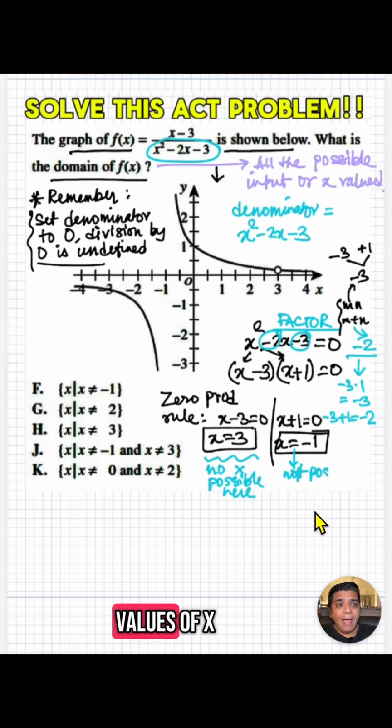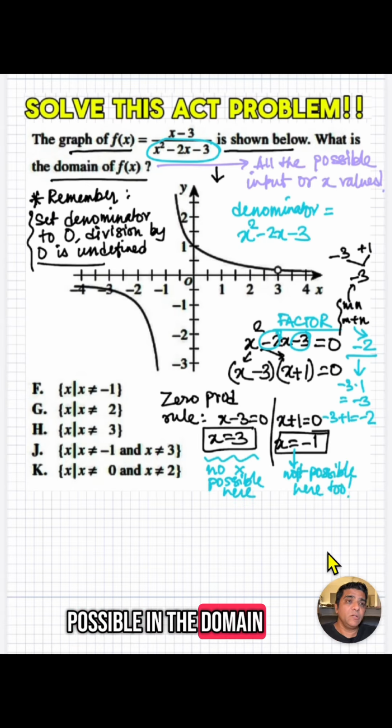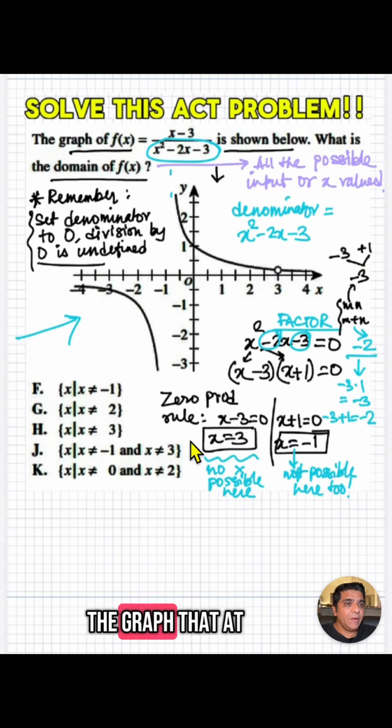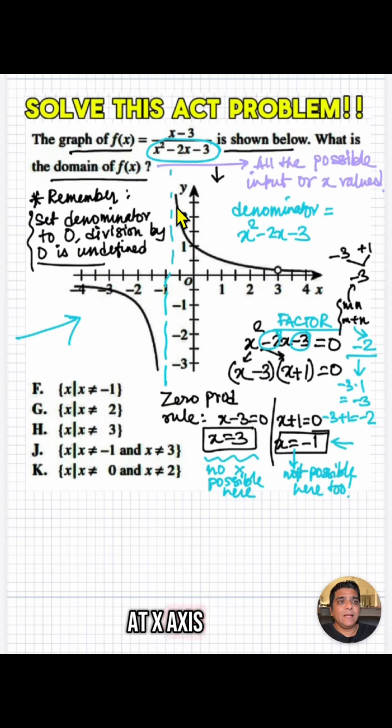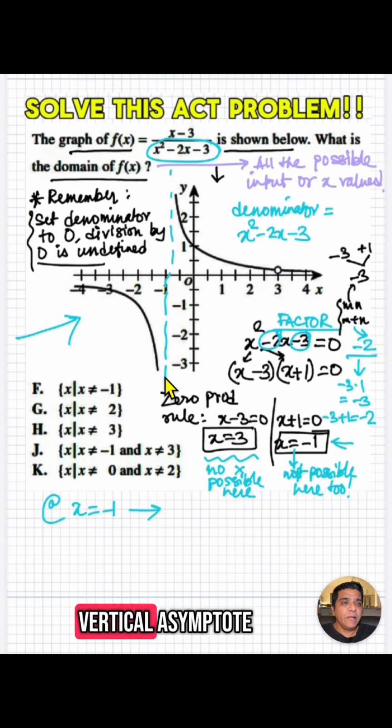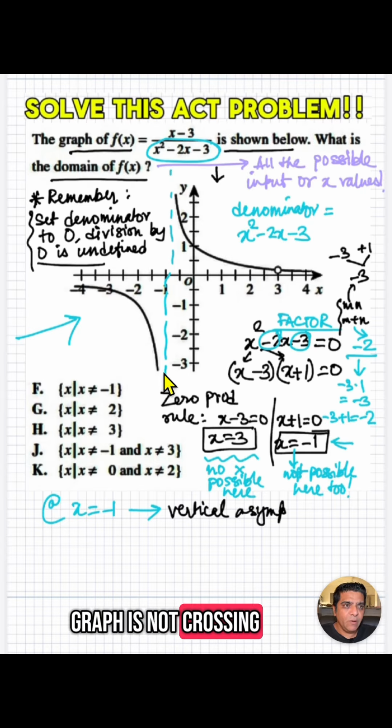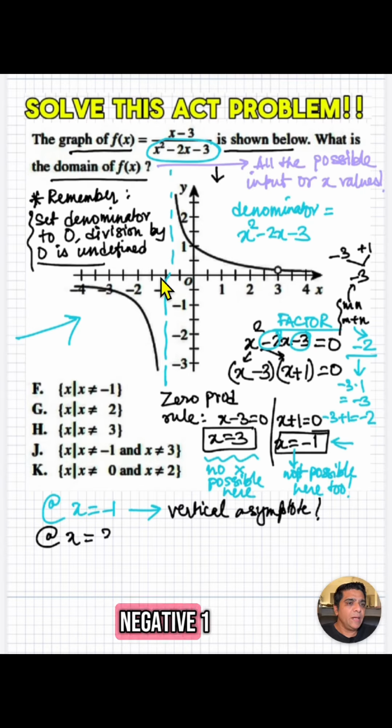These are the values of x that are not possible in the domain. We have to exclude them from the domain. Now clearly we can see in the graph that at x equals -1, we do have a vertical asymptote. That's where the graph is not crossing, so there is no domain at -1, and that's where the asymptote is.